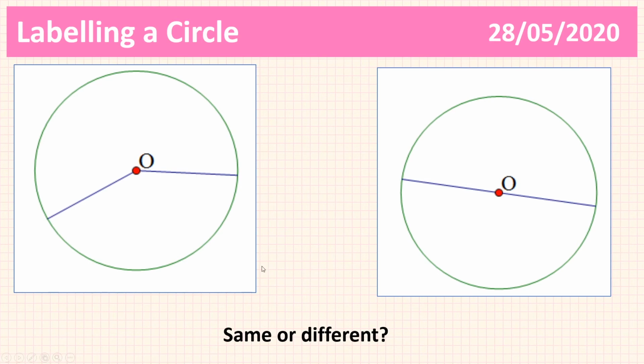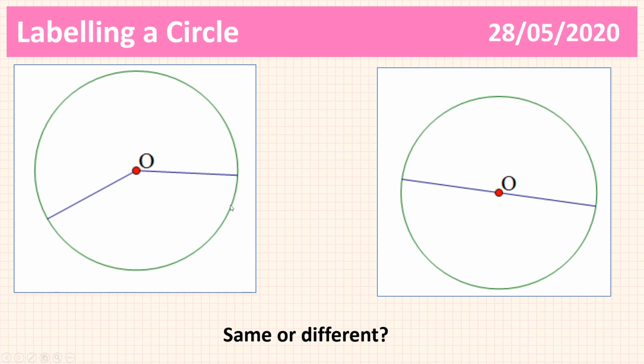Okay, we'll go through the differences first. So the diagram on the right, there is a diameter that goes straight through the center. We have a diameter. On the left, we do not have a diameter. That's the only difference between these 2 diagrams. Now let's look at the similarities.